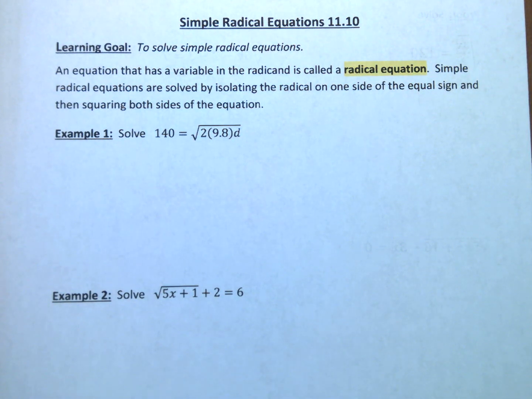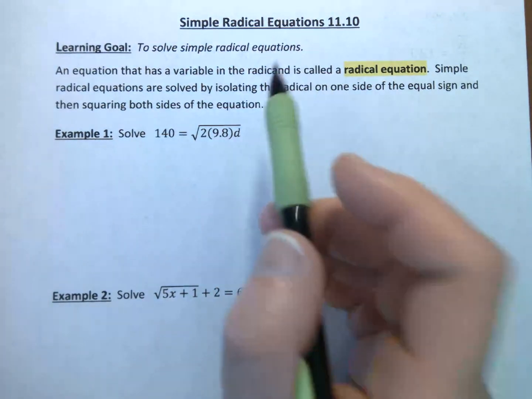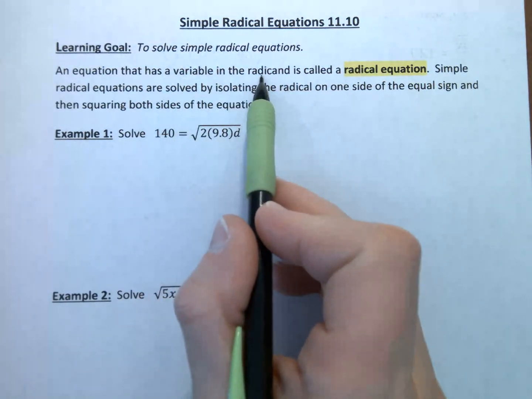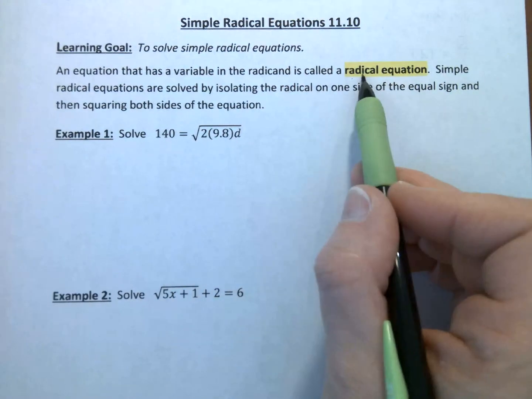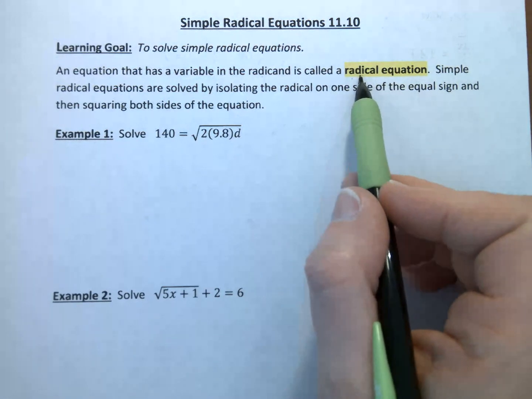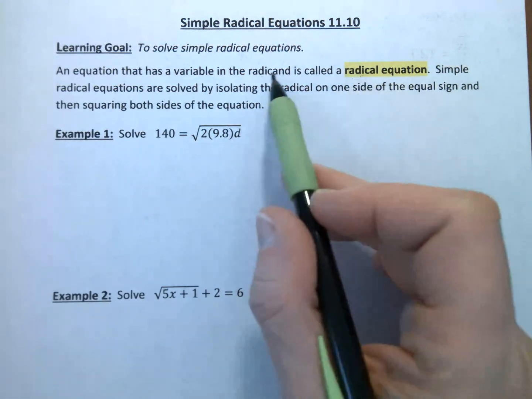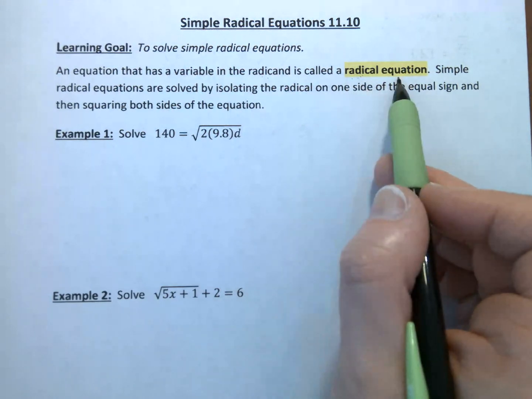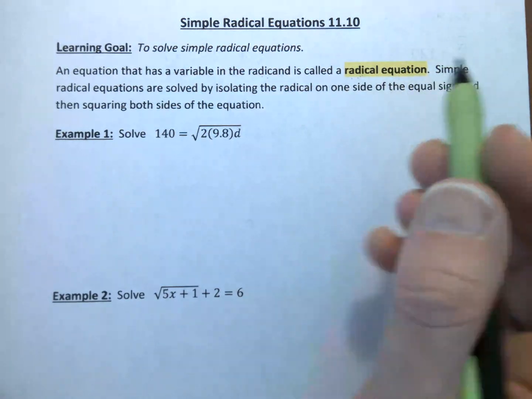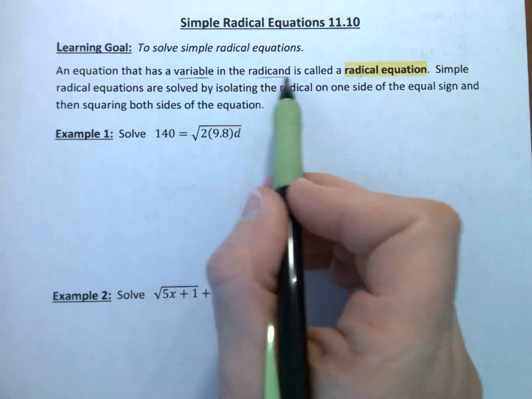This is our last lesson for chapter 11, and it is on simple radical equations. Okay, so we're going to solve equations that have radicals in them. An equation that has a variable in the radicand is called a radical equation. So I can have an equation that has a radical in it, but as long as the number underneath the radical sign, or the radicand, is just a number, then it's not considered a radical equation. It's only a radical equation when there's a variable in the radicand.